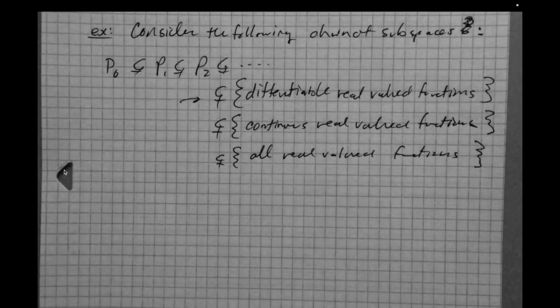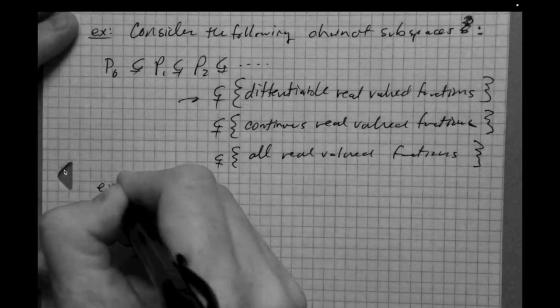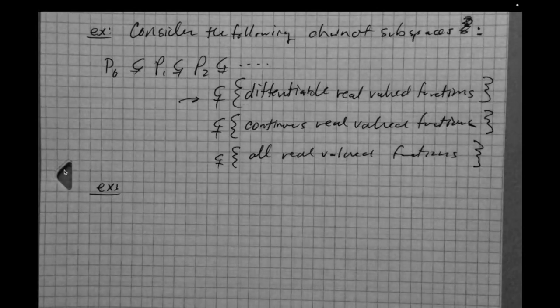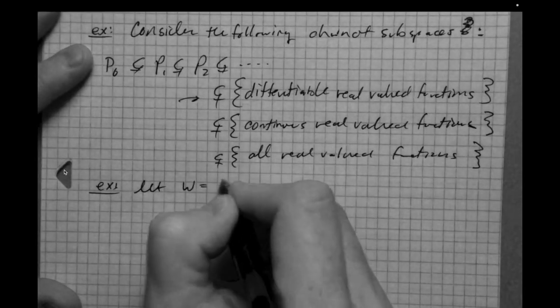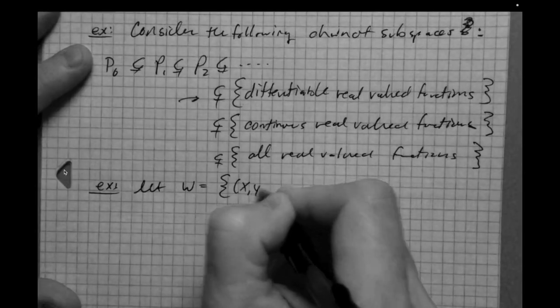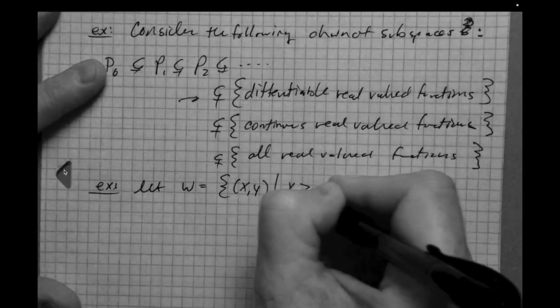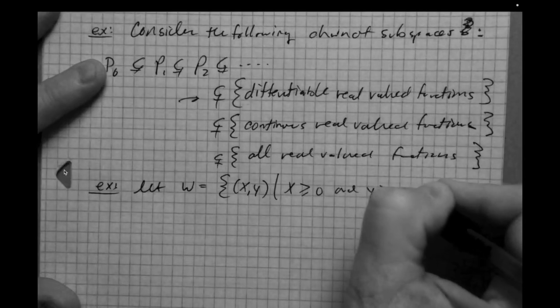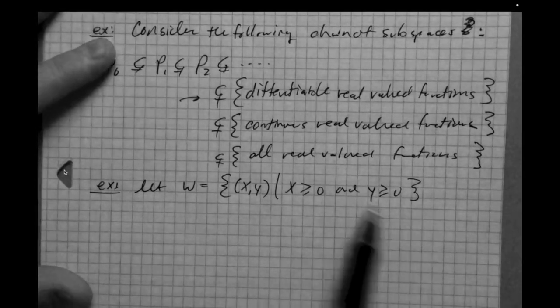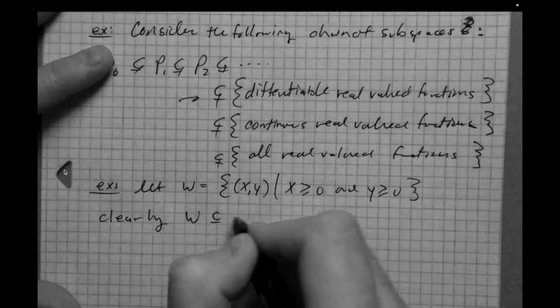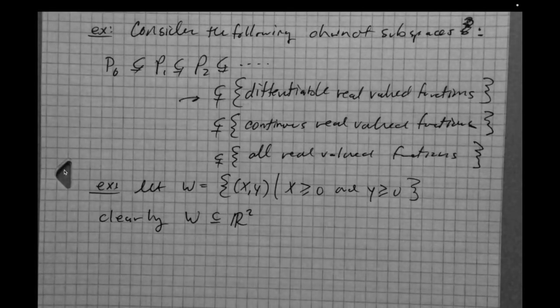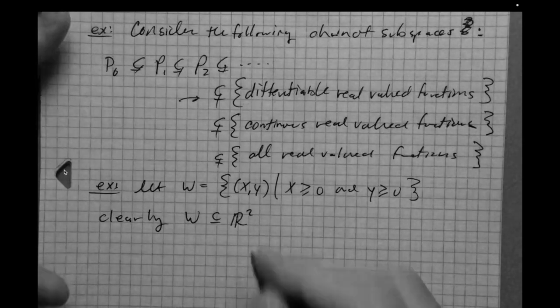All right, let's take an example of where we have something that we might think of as a subspace, but is not a subspace. Let W equal the set of vectors (x, y) such that x is greater than 0 and y is greater than 0. Clearly W is a subset of R2. If you take the plane, it's obvious that W is a subset of the plane, namely the first quadrant.